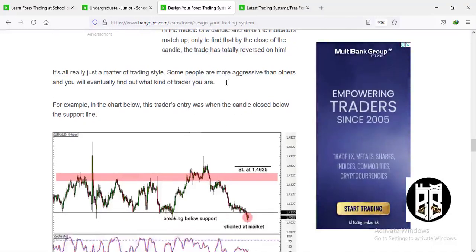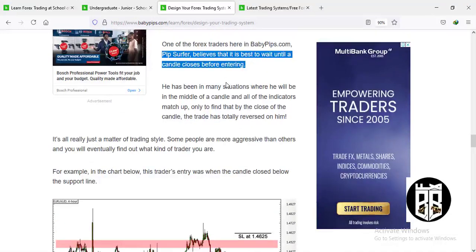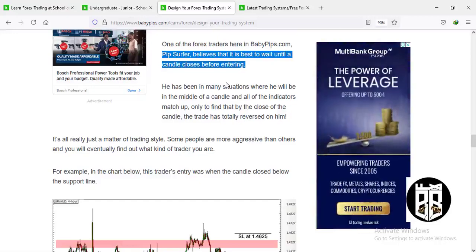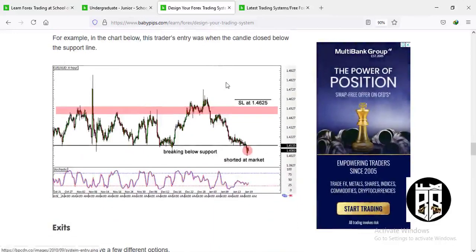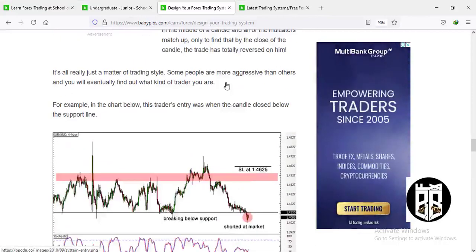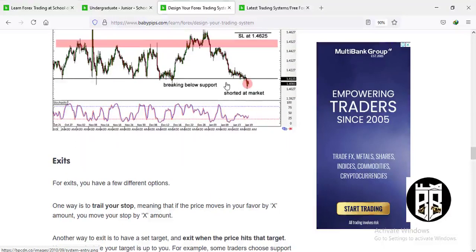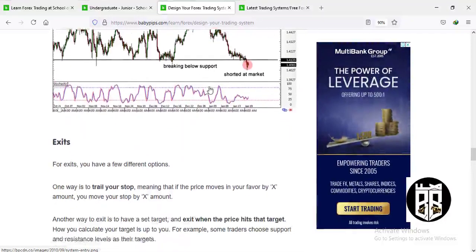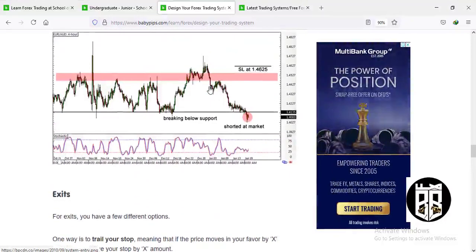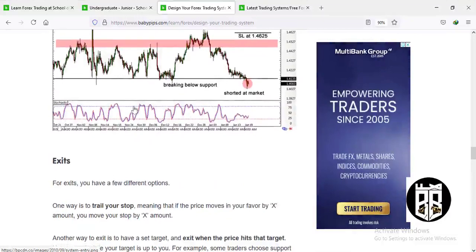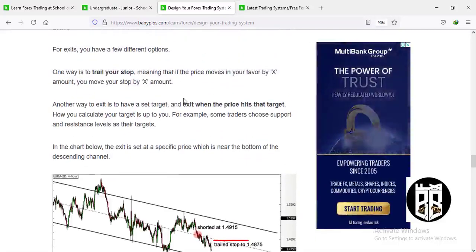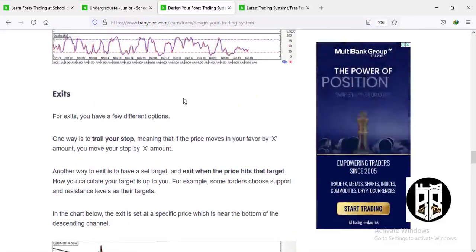So for that reason, Pips Forex is saying he prefers to wait for the candle to close before he enters the trade. Will that be the same for you, or would you prefer not to wait? Anyone? It's up to you now. It's decision time. So now Babypips is giving us examples of trade entry and exit. These are just examples of trade entry and exit.